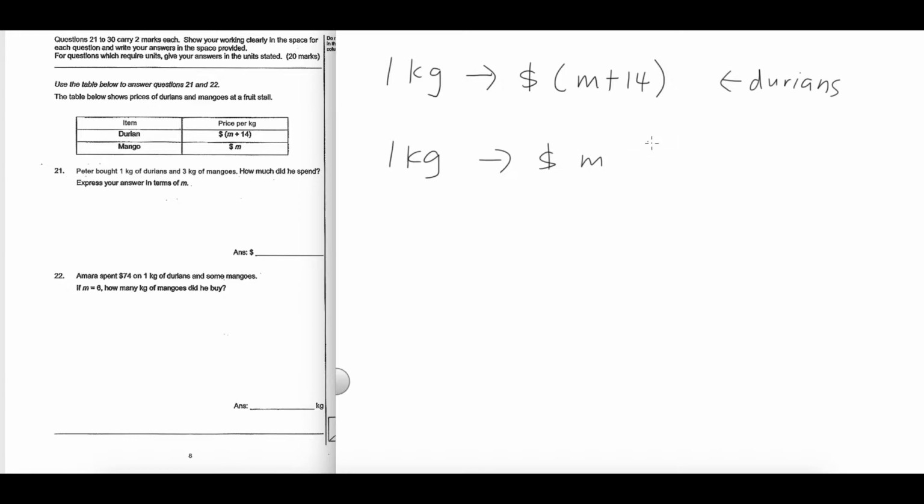So I always use this method, so I cannot go wrong. 1 kg goes to M plus $14. Okay, so this is for durians. And just nice he bought 1 kg. So let's do the next one. 1 kg equals to M dollars for mangoes.